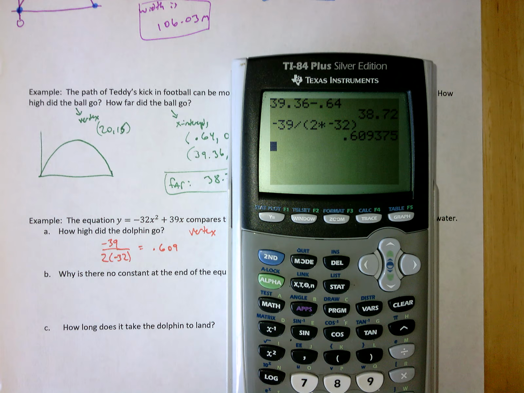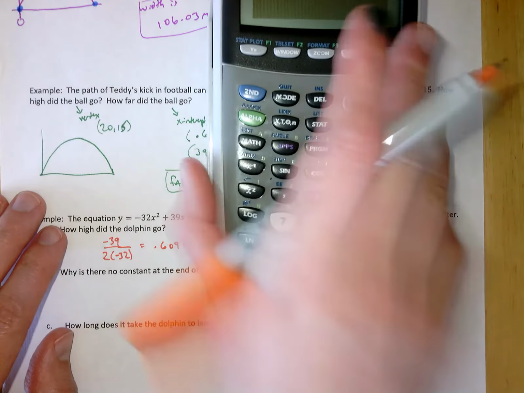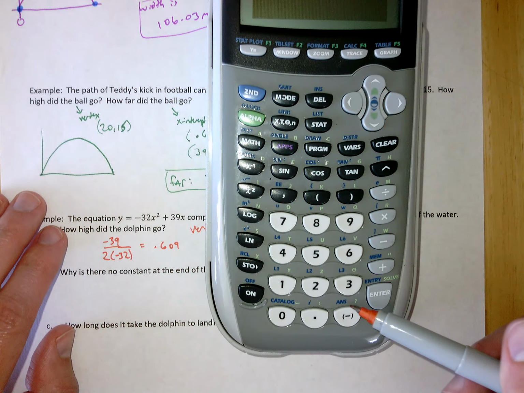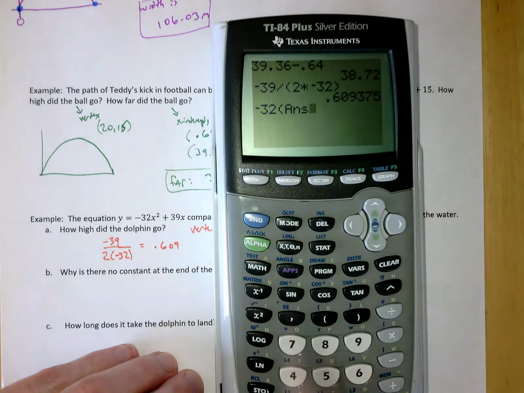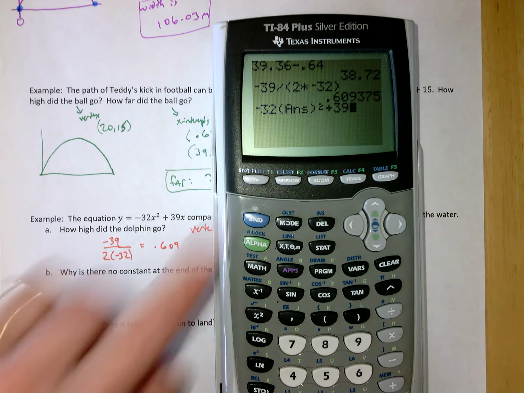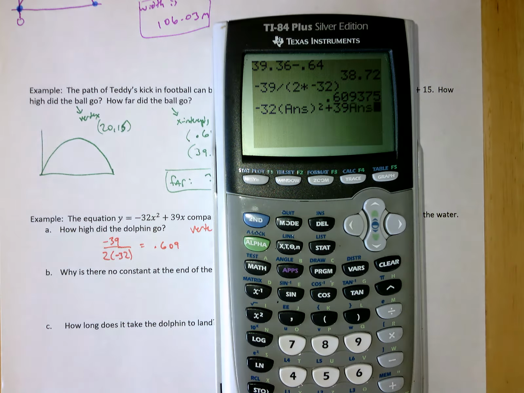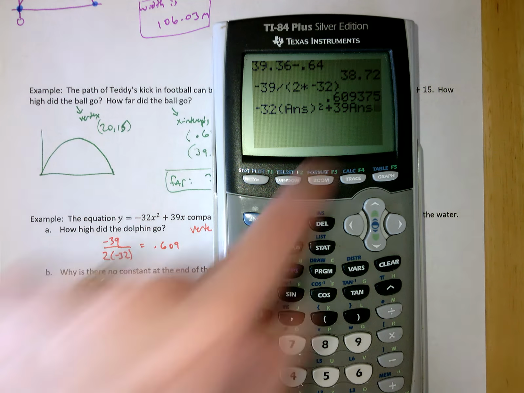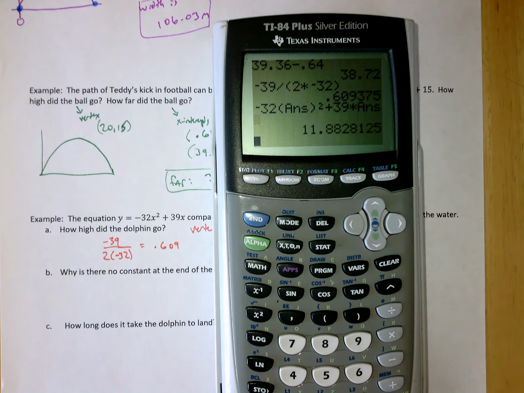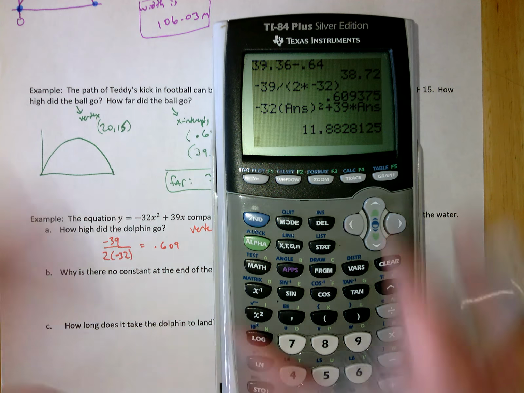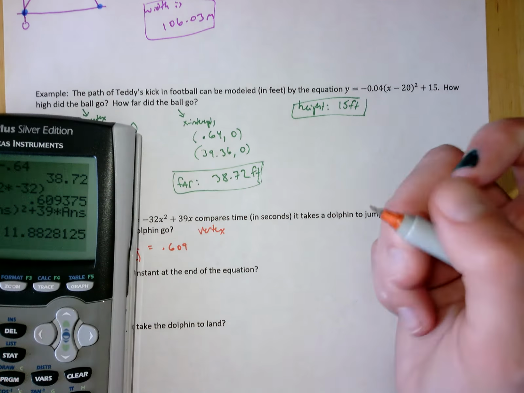We're going to use this answer feature. So I'm going to do negative 32, and then I'm going to multiply that by the previous answer. Remember, that's above the negative button. So I'm going to do second, and then the negative button, and there's that answer. So I'm doing that answer squared, and then plus 39, and again, times the answer. So second, negative. I didn't even need the multiplication, it's going to assume that, but I'm going to throw it in because it looks weird. That's what I'm going to end up with. It's going to be a more precise answer.